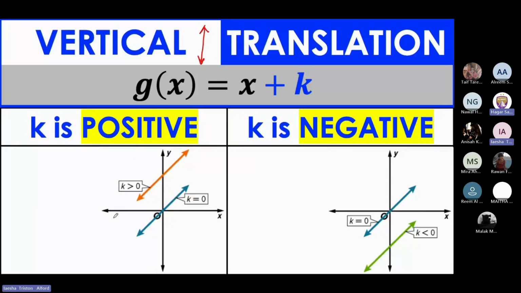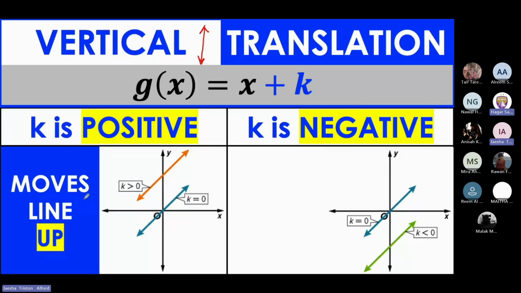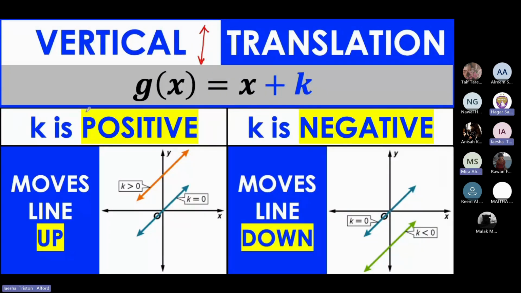If k is positive, where do you think we're going to slide? It's vertical, yeah? And k is positive. Where are we going for a positive? Move up. And if k is negative, we're going to move where? Positive is move up. Negative is move down. That's it.